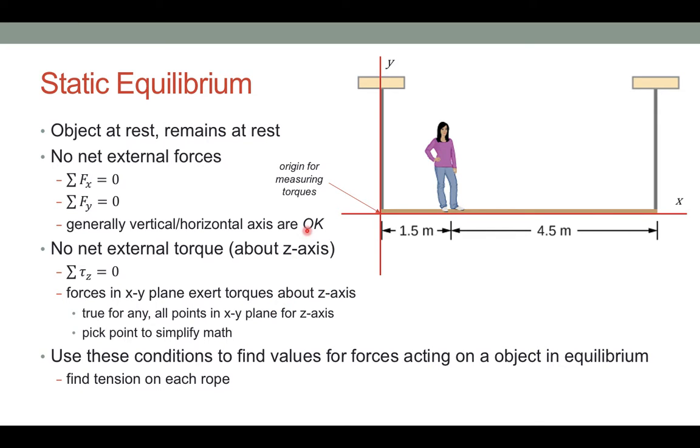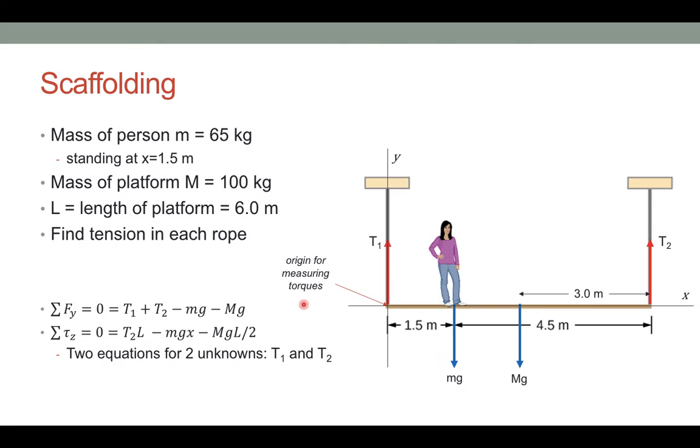So we can consider this example right here where we have essentially a scaffolding being supported by two ropes at either end that are attached to an upper support, say a ceiling, and we've got a person standing at a given distance from one end of the scaffolding. And what we wish to do is find what are the conditions for this to be in static equilibrium. And that is the sum of all the forces and the sum of all the torques must be 0.